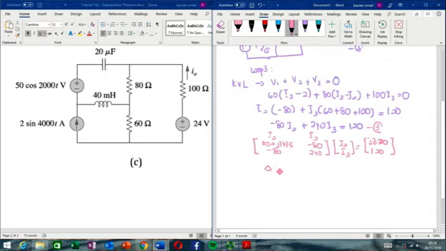So for determinant, 80 plus j147.5, negative 80, and 240. So this one, A multiply with D minus with B multiply with C. So the answer is 80 plus 147.5 j multiply with 240 minus 80 squared. Okay, so the answer is 12,800 plus with j35,400.